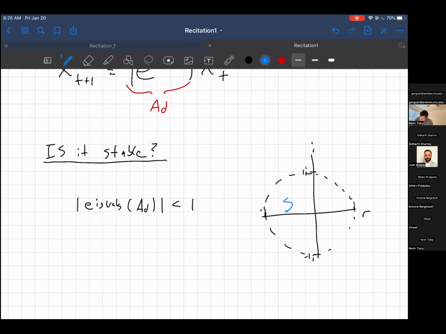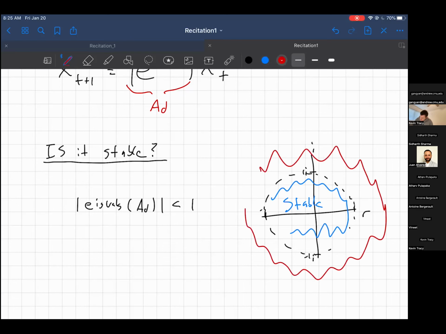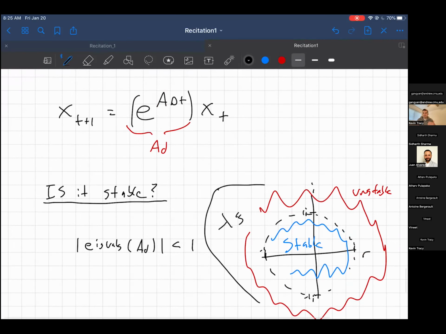So this is stable. Anything outside the unit circle is unstable. And this is specifically for the eigenvalues. Okay, so we can determine the stability of a discrete time system. In the case of our linear system, we use the matrix exponential to get this AD matrix, and all we have to do is look at the eigenvalues of AD. And if the modulus of these is less than 1, then it's a stable system.